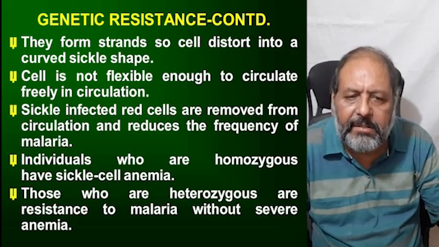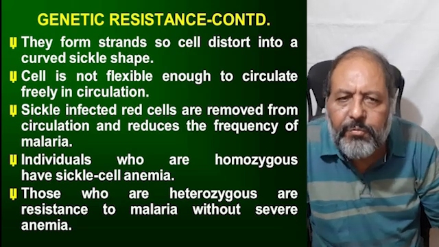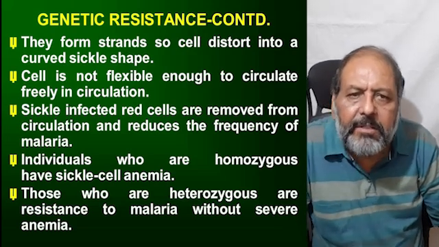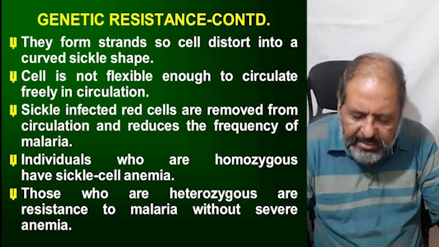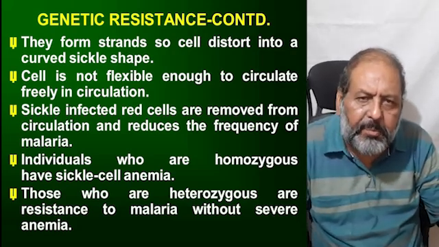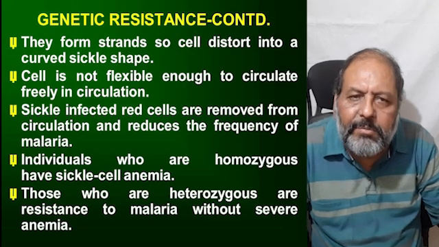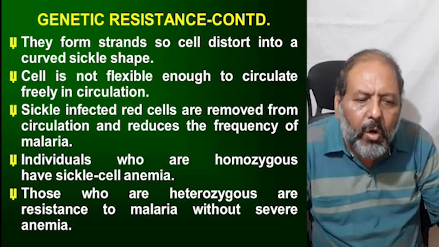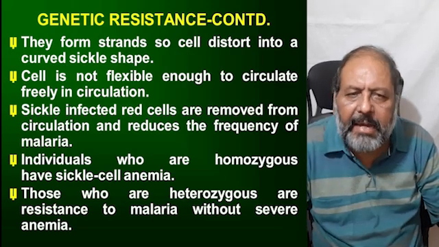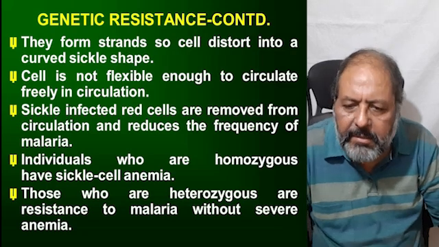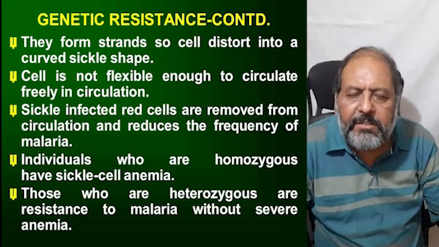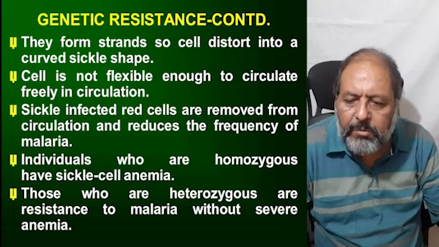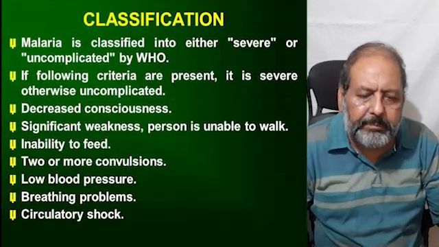Sickle infected red cells are removed from the circulation, and so they reduce the frequency of malaria, so that is protective in nature. Individuals who are homozygous have sickle cell anemia, and those who are heterozygous are resistant to malaria without severe anemia.